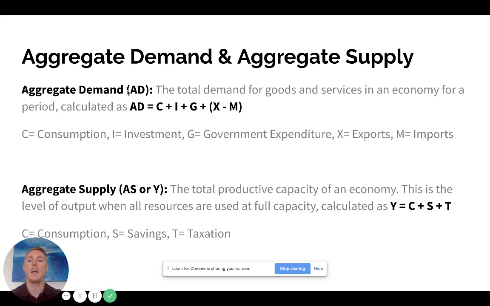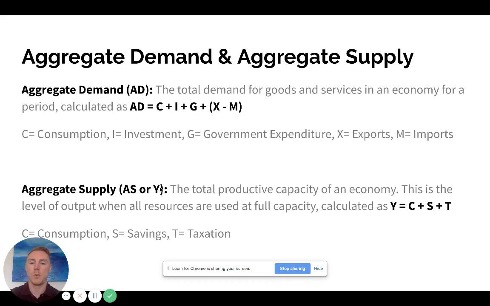Aggregate demand being AD is the total demand for goods and services in the economy. So the total amount of stuff that's going to be purchased by the consumers or businesses or the government, and those are our components there. We take away imports, whereas the rest are all added up together. So consumption, investment, government expenditure, and exports minus imports.